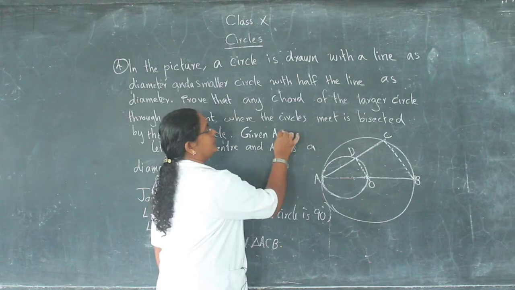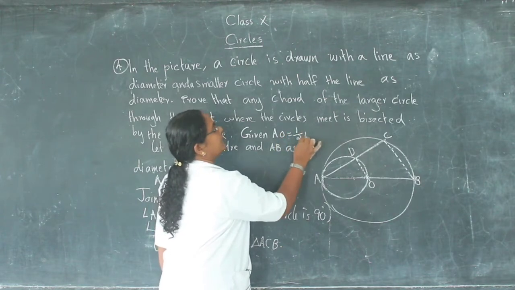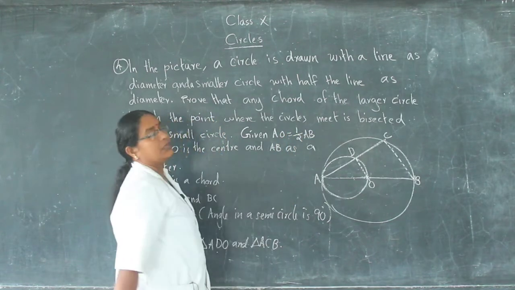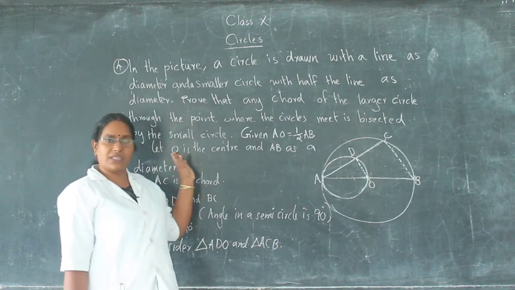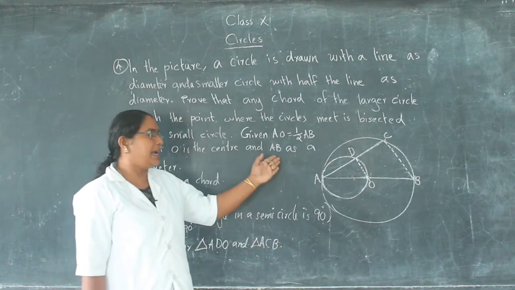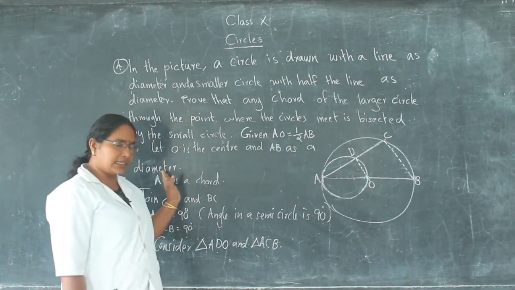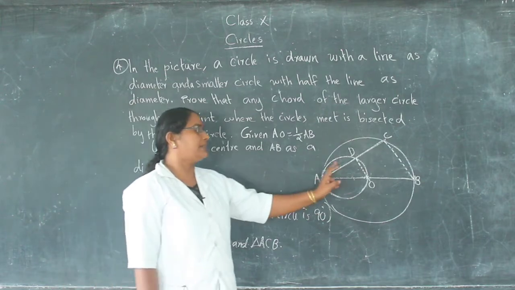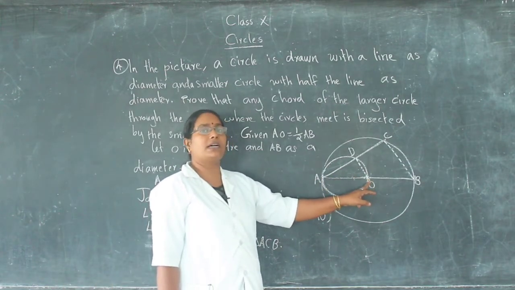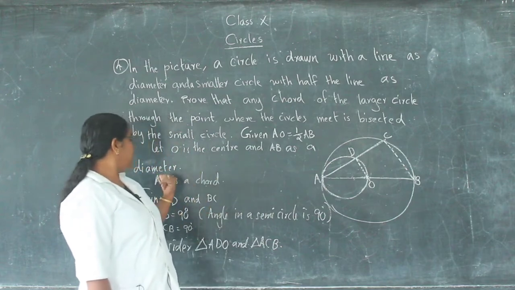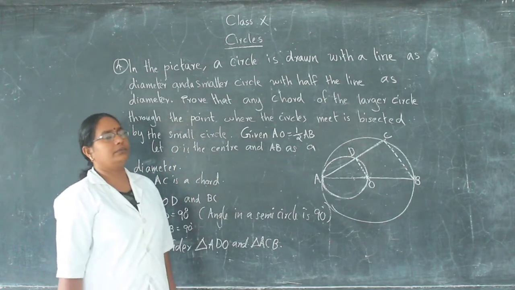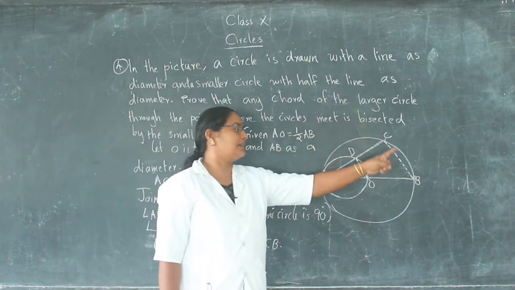AO is half of AB. Reason: O is the center of the circle. AB is the diameter of the large circle. AO is the diameter of the small circle. AC is a chord of the large circle.